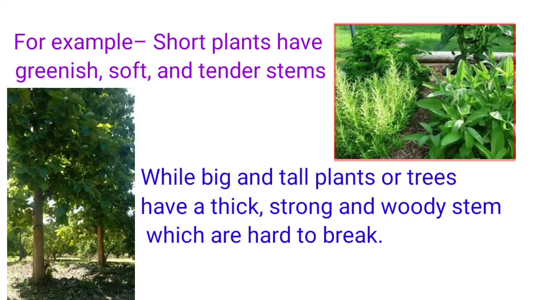For example, short plants have greenish, soft, and tender stems, as you see in the given picture, while big and tall plants or trees have a thick, strong, and woody stem, which is hard to break. My dear students, these kinds of plants you are seeing in your garden or in school.